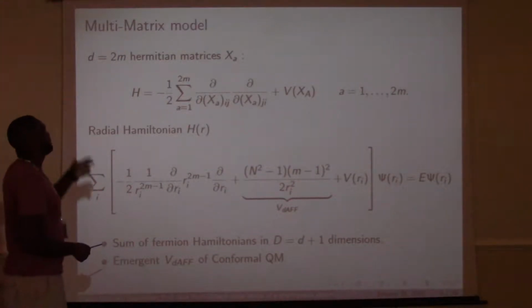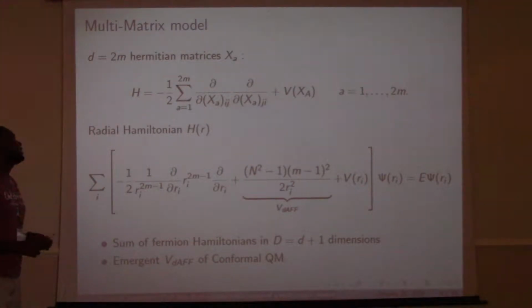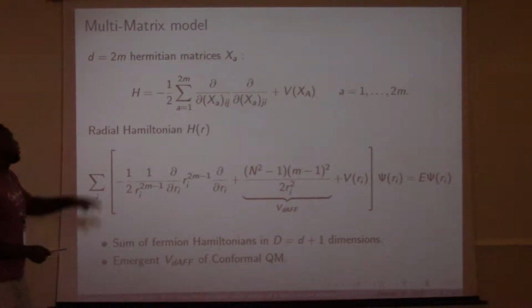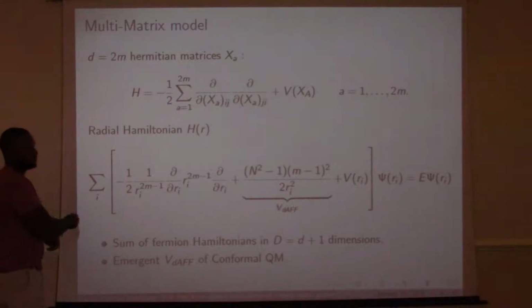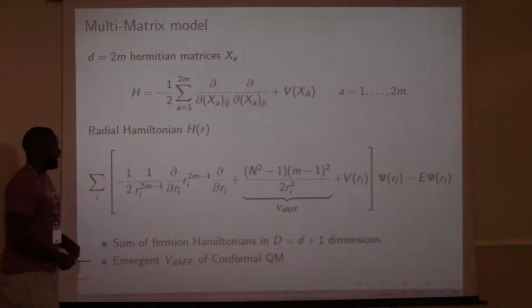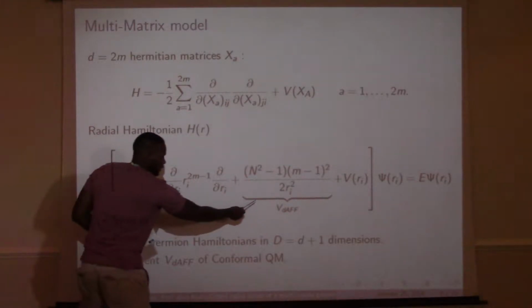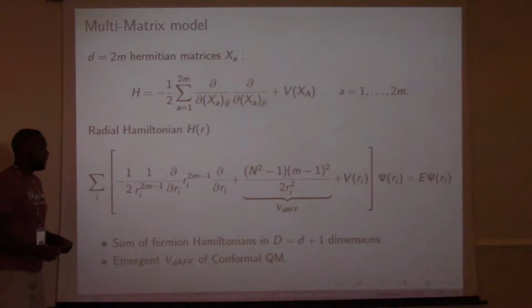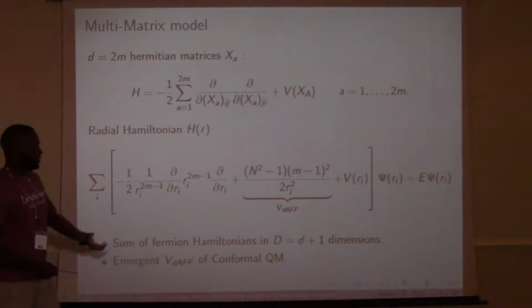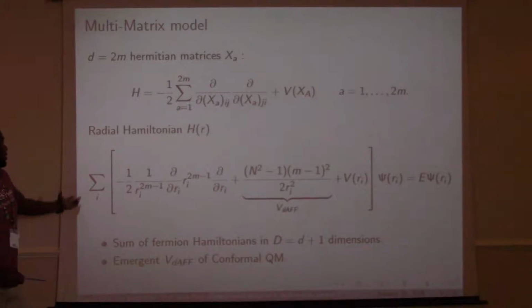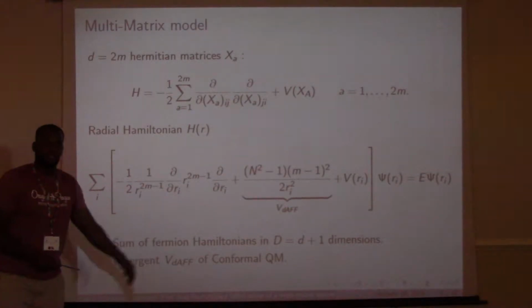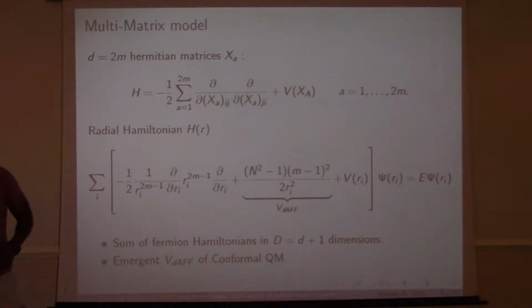So if I have a multi-matrix model with D Hermitian matrices given by this Hamiltonian here, the radial part of this Hamiltonian is given by this expression here. And as you can see, in this case we also have this inverse square potential from the one-dimensional conformal quantum mechanics. And we see that this equation gives us a sum of single particle fermion Hamiltonians. And this is in D plus one dimensions, related to D, the number of matrices in this model.